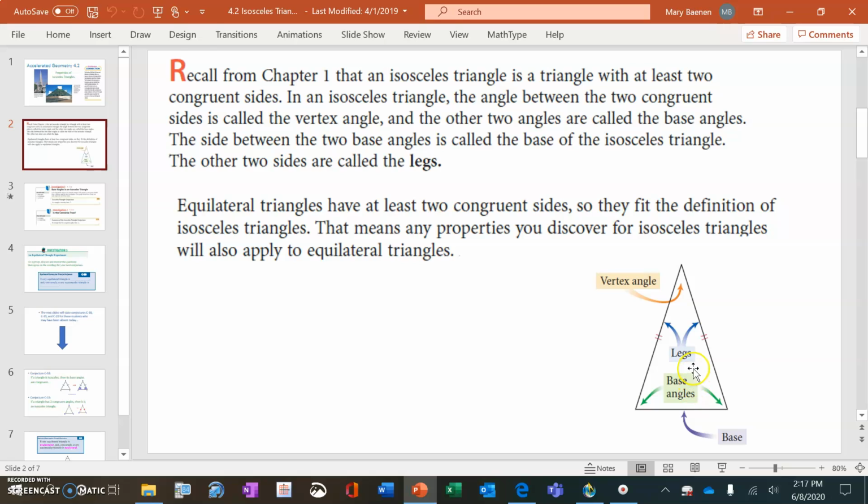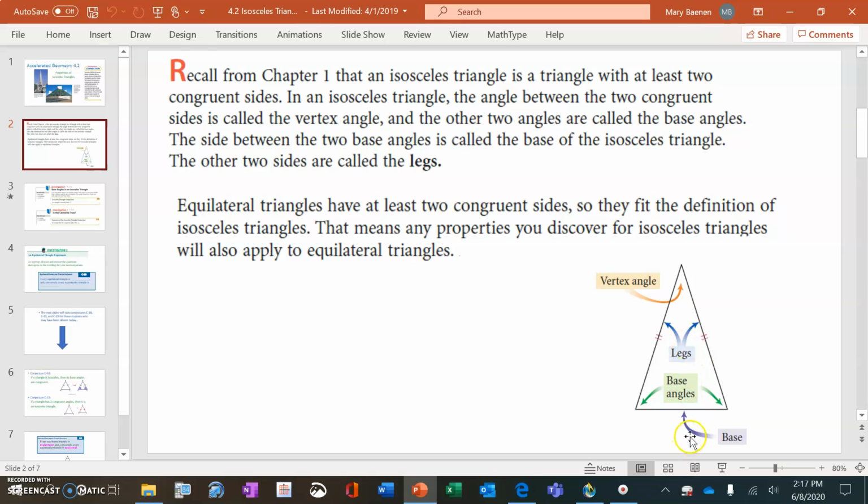The next thing I want to look at is just the vocabulary here that deals with an isosceles triangle. So at the very top, I have what's called the vertex angle here. That is made by the two equal sides of an isosceles triangle. So an isosceles triangle is a triangle with two equal sides. Where those two equal sides come together is called the vertex angle. The two equal sides are called legs.